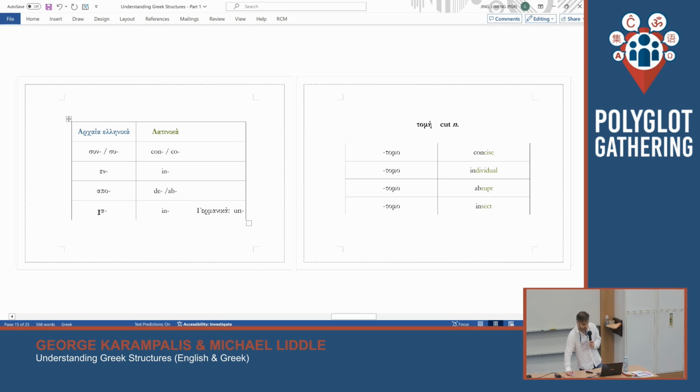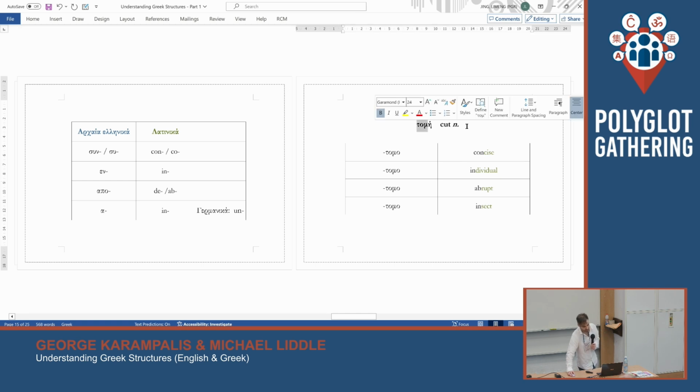This one also introduces a as in symmetria and asymmetria, which is why I've added un, as in German un, basically. I'm going to make it a bit bigger. Tome means cut, right? There are 4 words that end in tomo. Okay, which one is atomo then?